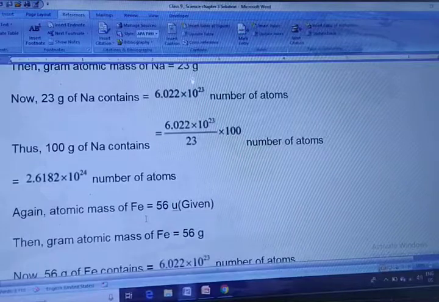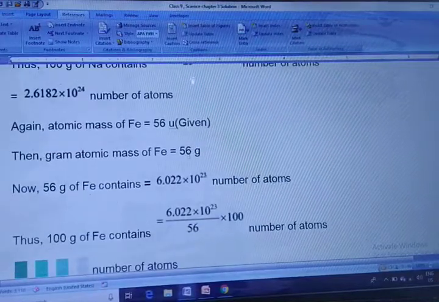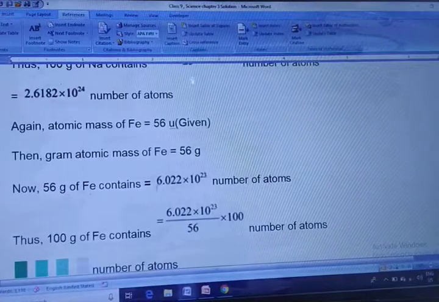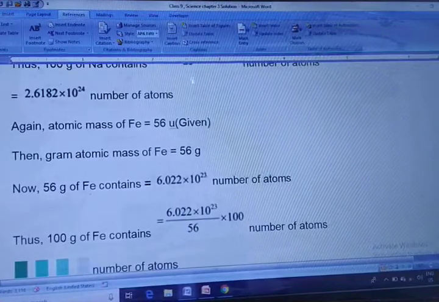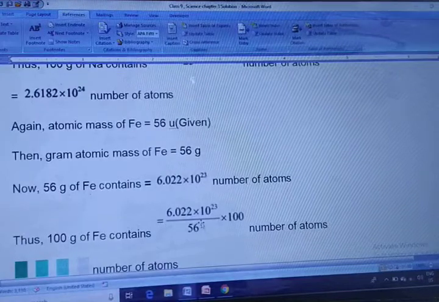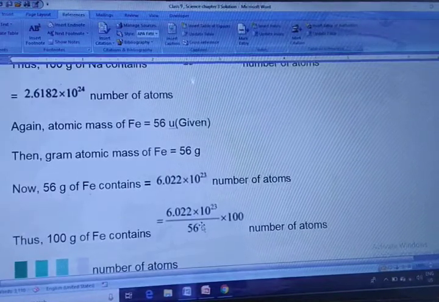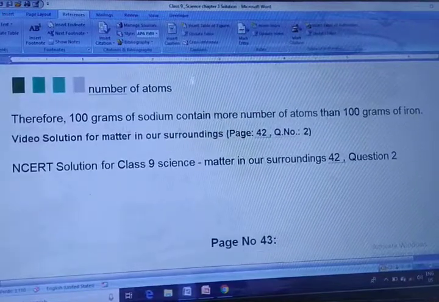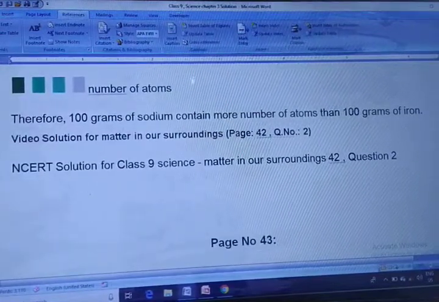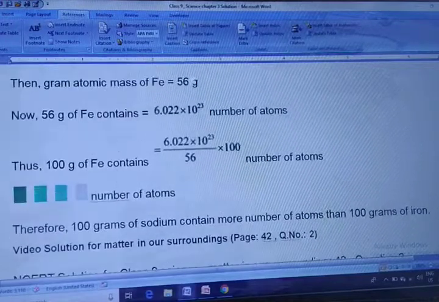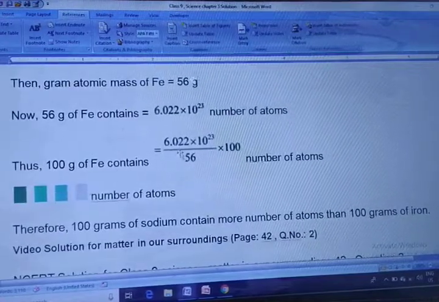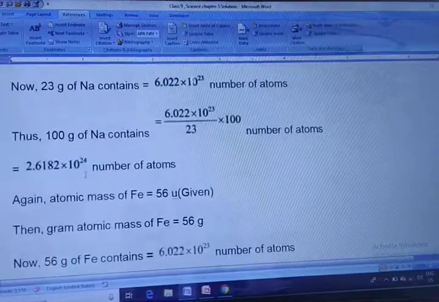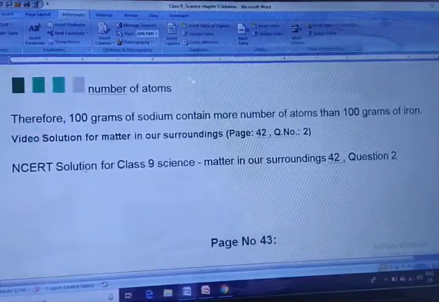Again, atomic mass of iron 56 unit. So the gram atomic mass 56. Now 56 gram of iron contains this much number of atoms, that is 6.022 into 10 to the power 23. Thus 100 gram of iron contains 6.022 into 10 to the power 23 upon 56 into 100, that is number of atoms. Therefore 100 grams of sodium contains more atoms than the 100 grams of iron. So here you can see, just suppose it will be less than 0 point something, but here we have got 2.61. So definitely sodium is greater than the iron.